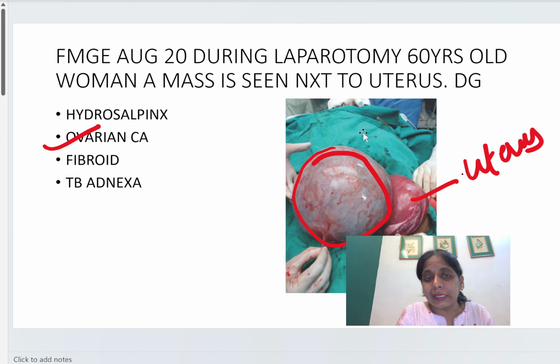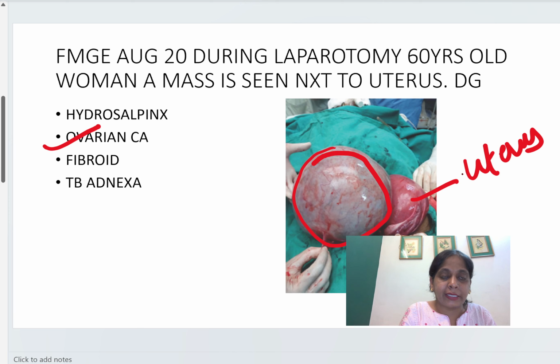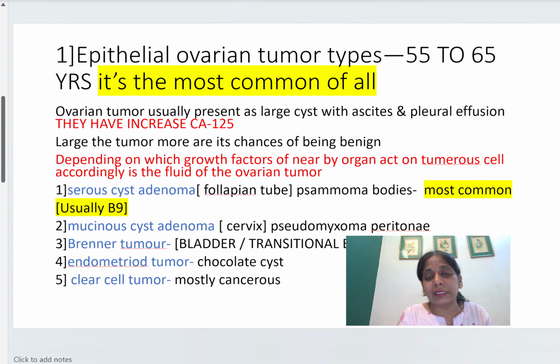Now you can see that if on the examination and on the ultrasound you come to know that this lady is having serous fluid and there was no cyst or anything else, then there are high chances that it will be serous cystadenoma. Most commonly they are benign, but as they are the most common, the most common malignancy is also the serous cystadenoma. Among all the ovarian tumors, the most common malignancy is also serous adenoma. Usually they are benign, but as they are very common, the most common malignancy is also the serous cystadenoma.